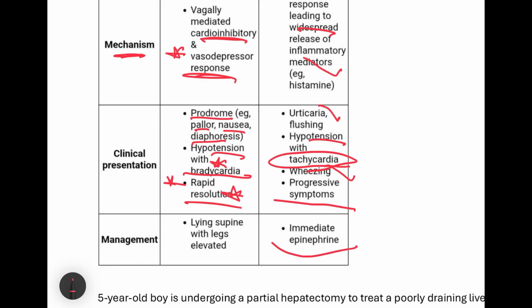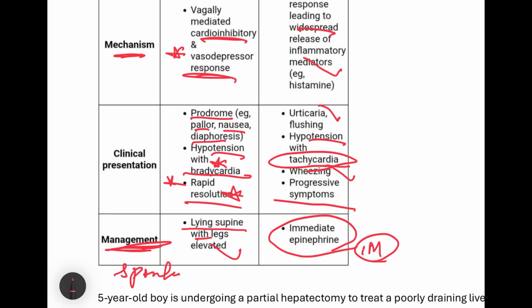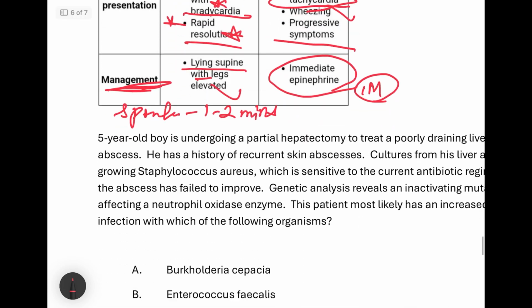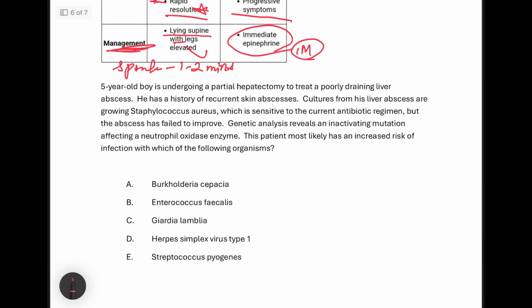For the management, we give immediate intramuscular epinephrine in anaphylactic reaction, and for stress-induced vasovagal syncope, we have to make the patient lie supine with legs elevated, and it will resolve spontaneously within 1 to 2 minutes. Now we are moving to our next question.